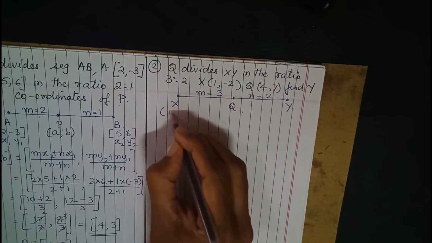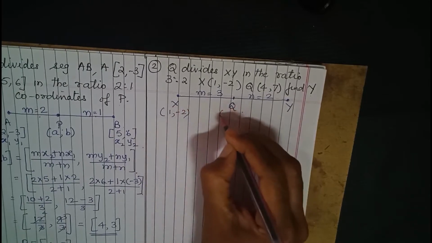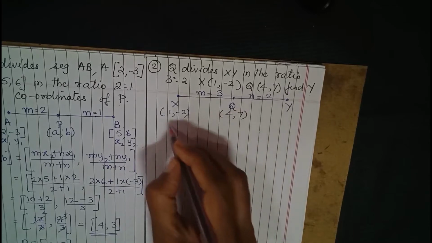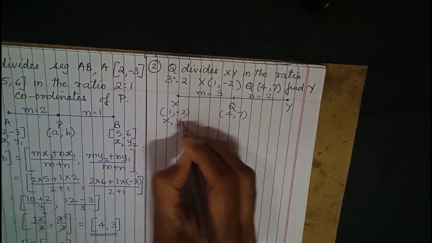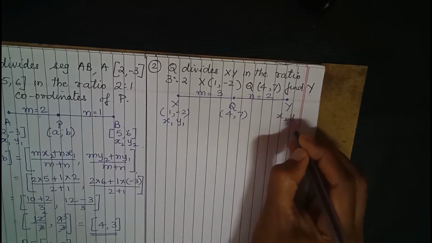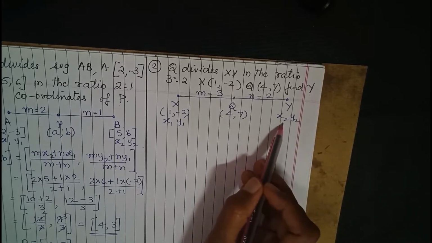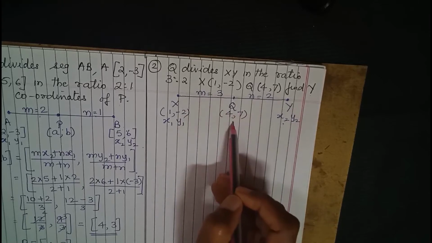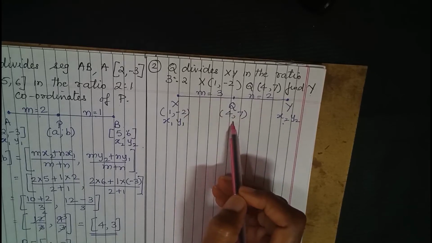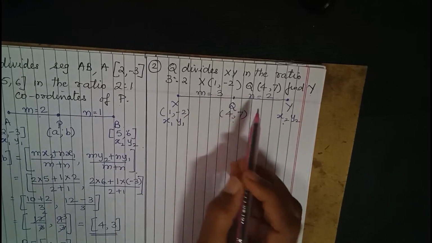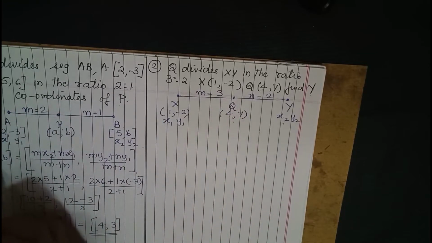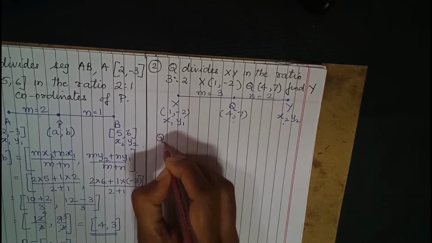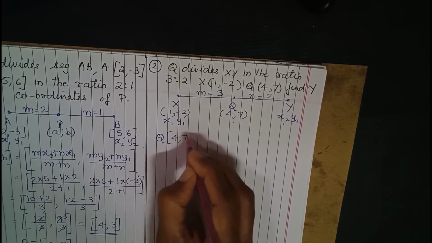Now what is given? X is given and Q is given and we are supposed to find out Y. That means x1, y1 is given, but x2, y2 is not given. And we are supposed to find x2, y2. And the point which is dividing the segment XY, the coordinates of that point is given. So let's start. Now what will happen? In this formula, you always remember on the left hand side, we always have to take the point which is in the center. So here also we take Q, (4, 7).